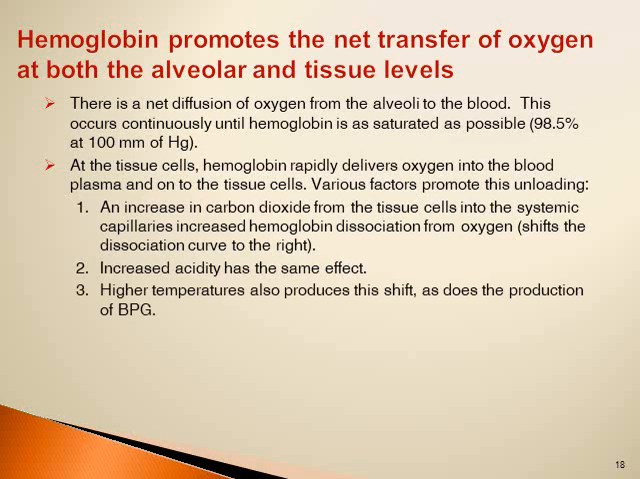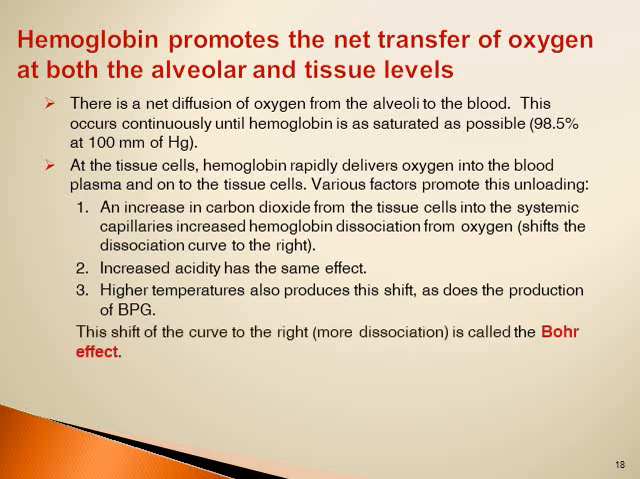Another factor is the temperature, and we know that metabolically active tissues generate high temperatures. So high temperature also decreases the affinity of hemoglobin to oxygen, and this will shift the hemoglobin oxygen dissociation curve to the right, and the same is true for a high concentration of bisphosphoglycerate inside the red blood cells. This shift of the curve to the right, which means more dissociation of oxygen from hemoglobin, is called the Bohr effect.